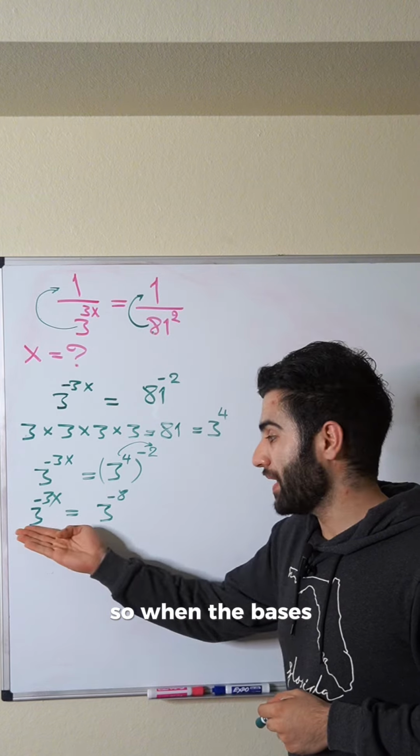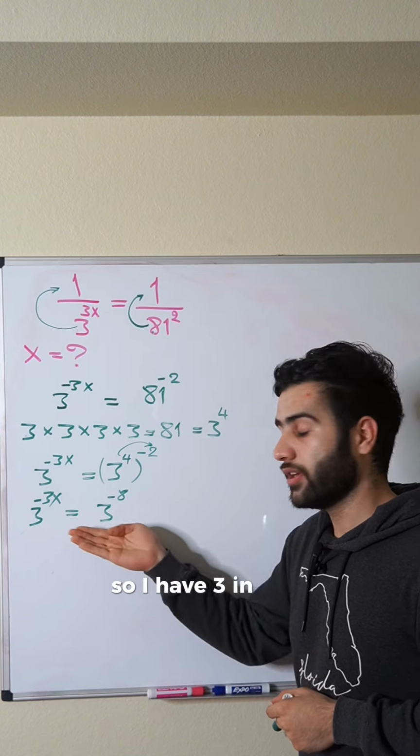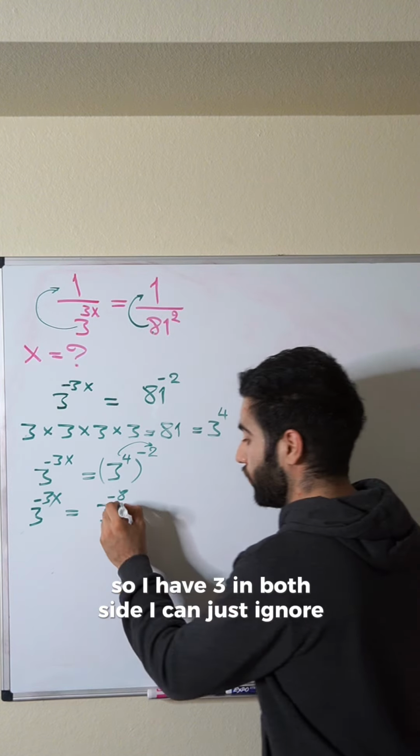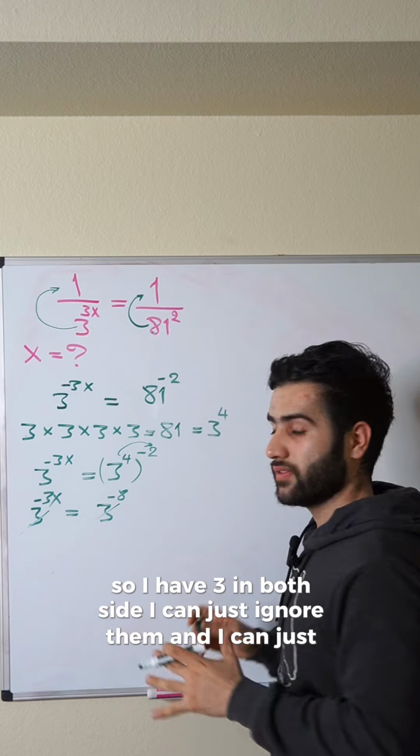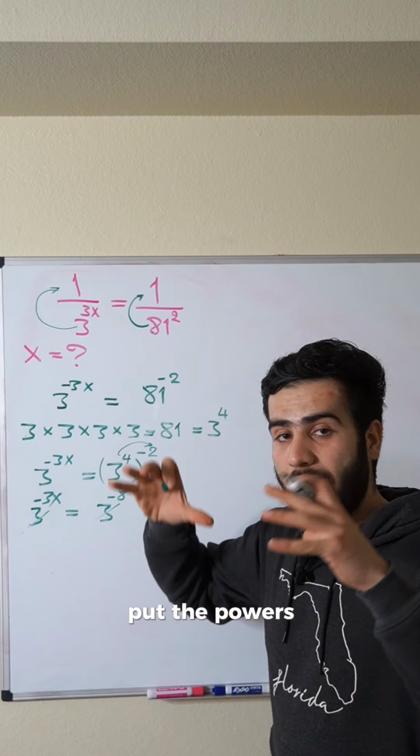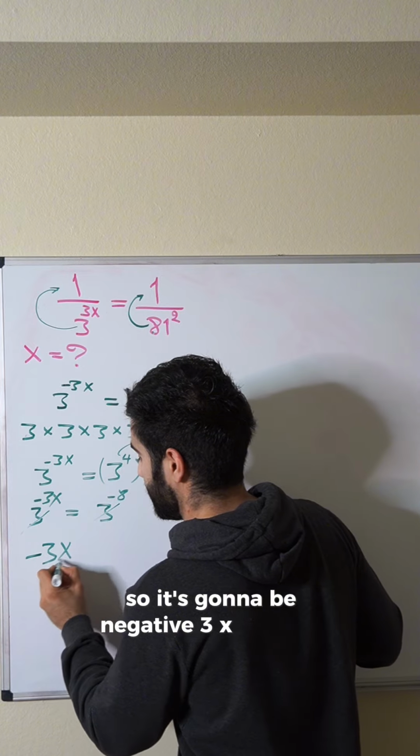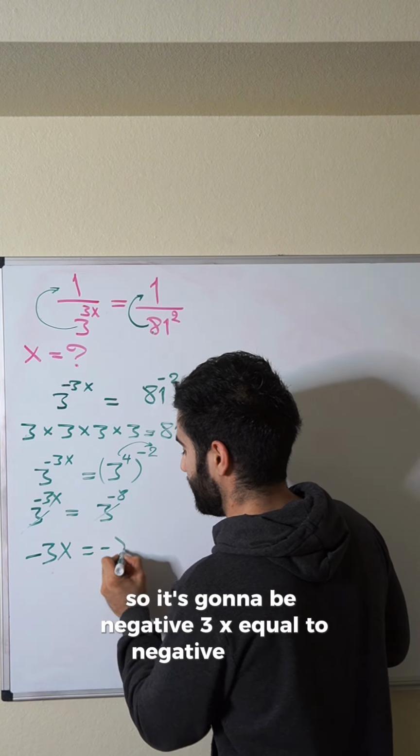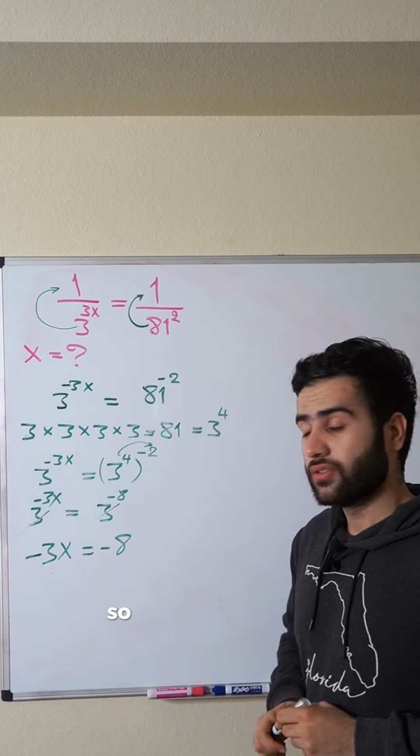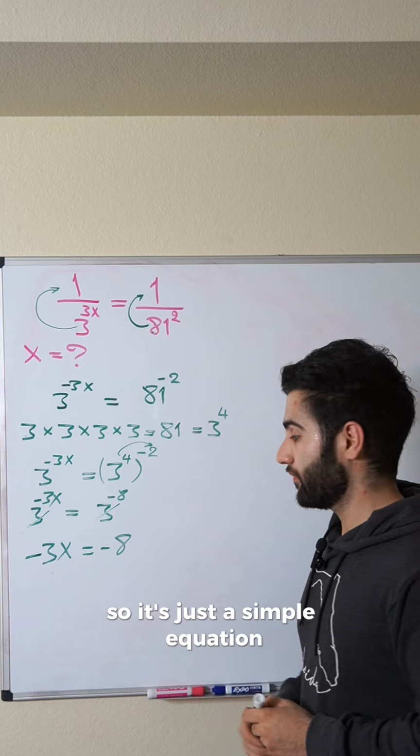When the bases are the same, so I have 3 on both sides, I can just ignore them and put the powers equal to each other. So it's going to be negative 3x equal to negative 8, right? So it's just a simple equation.